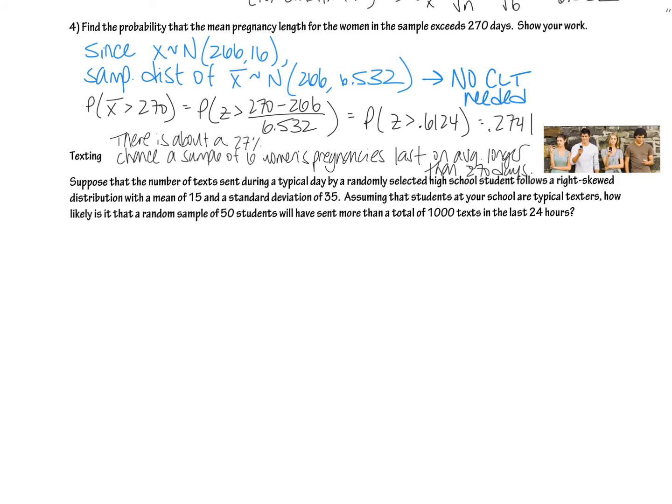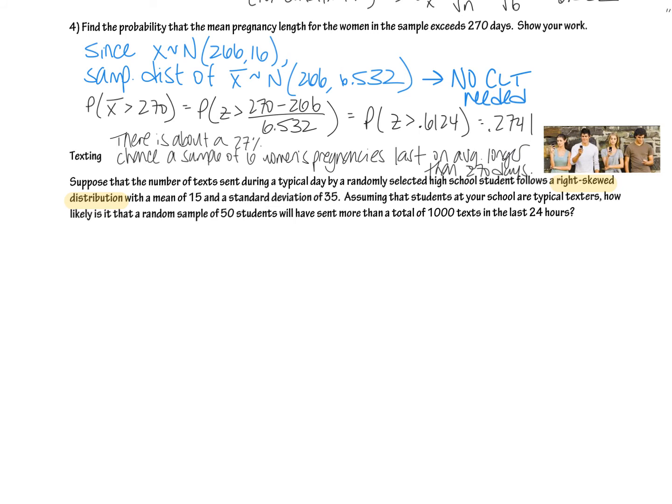Anyways, suppose that the number of texts sent during a typical day by a randomly selected high school student follows a, oh boy, right skewed distribution. This is interesting because we haven't done any problems that are right skewed yet, but that is going to be very important. So far, all the ones we were told they were approximately normal. Now it's right skewed, so I wonder what that means. Anyways, we've got a mean of 15 and a standard deviation of 35. Okay, so on average, you fools send 15 texts a day, but the standard deviation is very large.